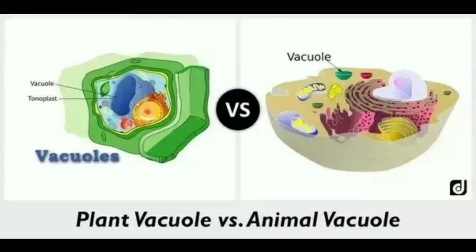Now, coming to the last organelle but not least, that is the vacuole. These are large empty spaces filled with fluid. In animal cells, vacuoles are small, and in mature plants they are very large, occupying almost all the space. Vacuoles maintain turgor pressure within the cell and help it withstand the external environment.